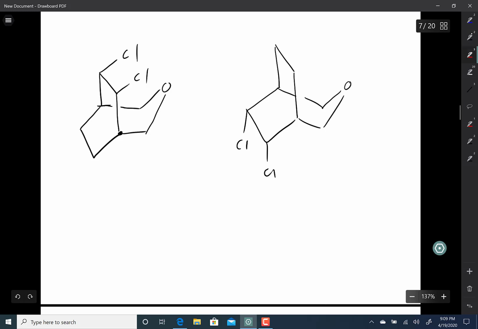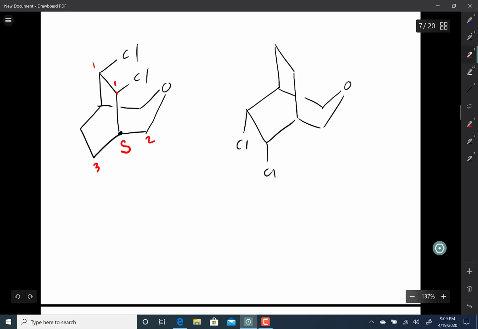And then you assign priorities, 1, 2, 3. That's an S, thumb goes straight out you. This carbon has a higher priority than this, because chlorine has a higher priority than oxygen.